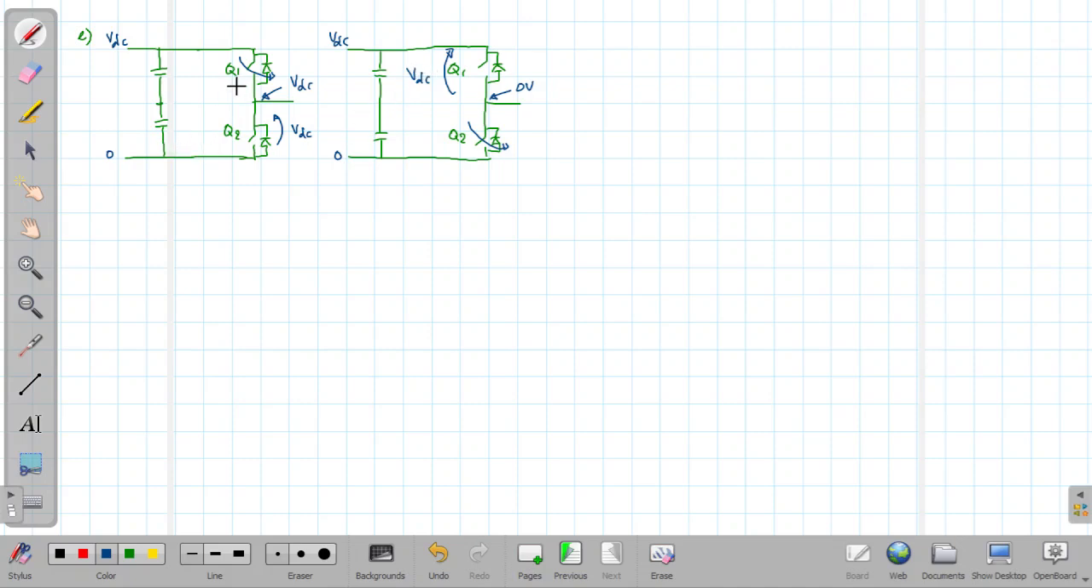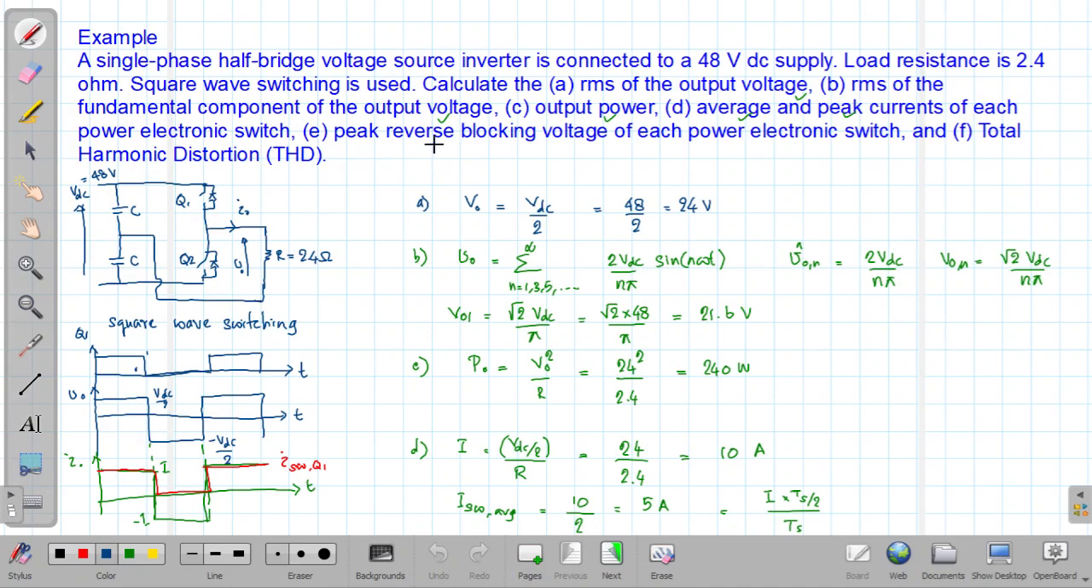So if we turn on switch Q1, VDC voltage would appear across switch Q2. If we turn on the switch Q2, the voltage appearing across the switch Q1 will be equal to VDC. Therefore, the blocking voltage that a power electronic switch will experience is 48 volts, or VDC. So that's the answer for part E, the peak reverse blocking voltage of each power electronic switch.